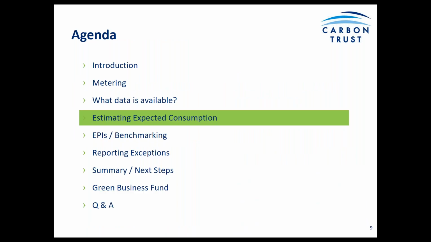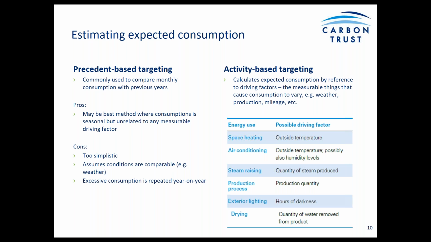So now that we've looked at the common types of metering and billing arrangements, what we'll do is move on and have a look at monitoring and targeting of energy consumption. And the first step in establishing a monitoring and targeting system is normally to have good estimates of expected consumption for comparison with what's actually used.